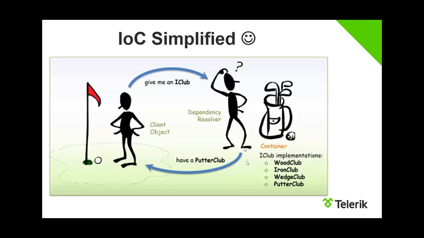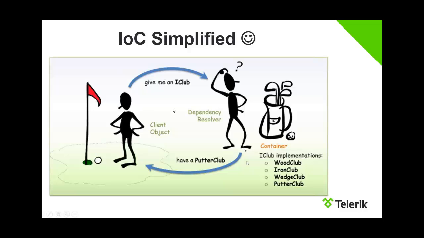It's not mine, by the way. This is a picture that I found on my favorite site, www.asp.net. I was going through and figuring out what the Microsoft guys say about DI and IoC, and this is something apt that I found. Here, the client object says give me an IClub, and the dependency resolver says, okay, I have a container with different implementations of IClub: wood club, iron club, wedge club, putter club. It knows that I need a putter club, and it gives me back the putter club. So that's IoC and DI simplified.